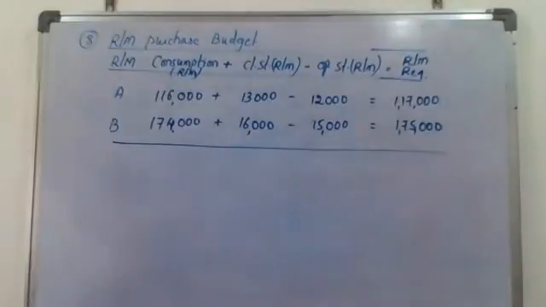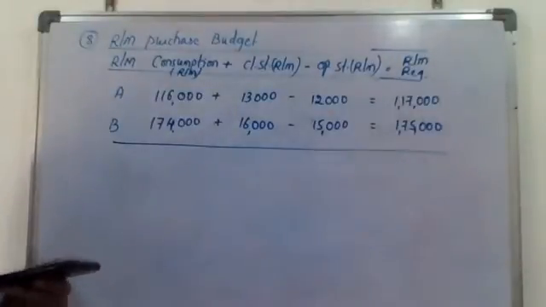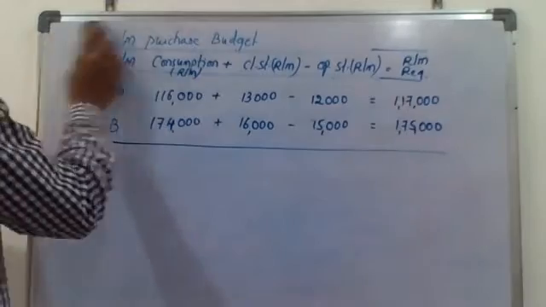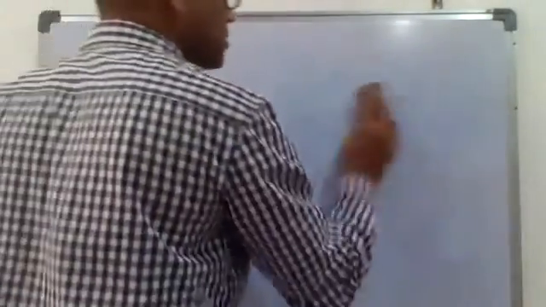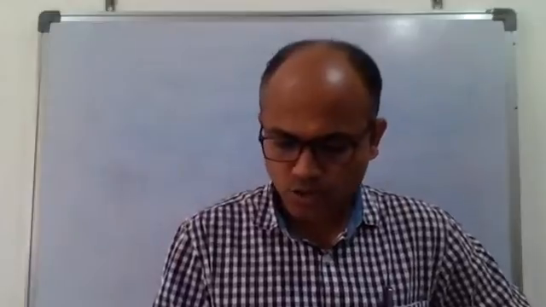Now, that's question number 8. So let me go to the next question. All right. So come to the 9th question, guys. The 9th question says, from the given particulars presented by P Limited, you are asked to prepare a material budget. So it's again the same material budget that it is asking.